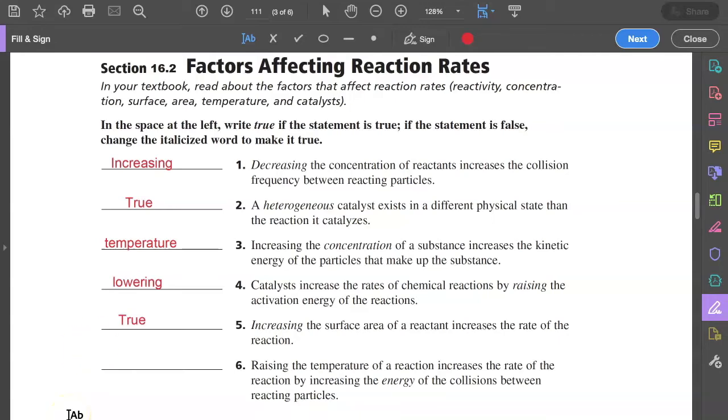We saw that in our second video. Number 6, raising the temperature of a reaction increases the rate of the reaction by increasing the energy of the collisions between reacting particles. Yes, of course. We raise the kinetic energy, and that raises the energy of the collisions between the particles.